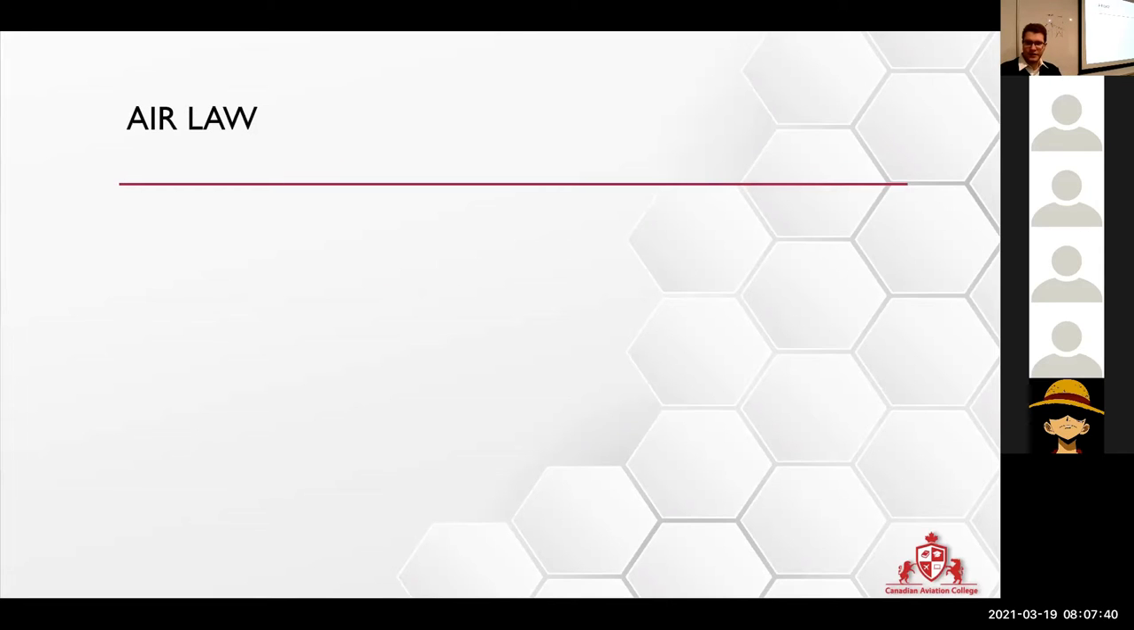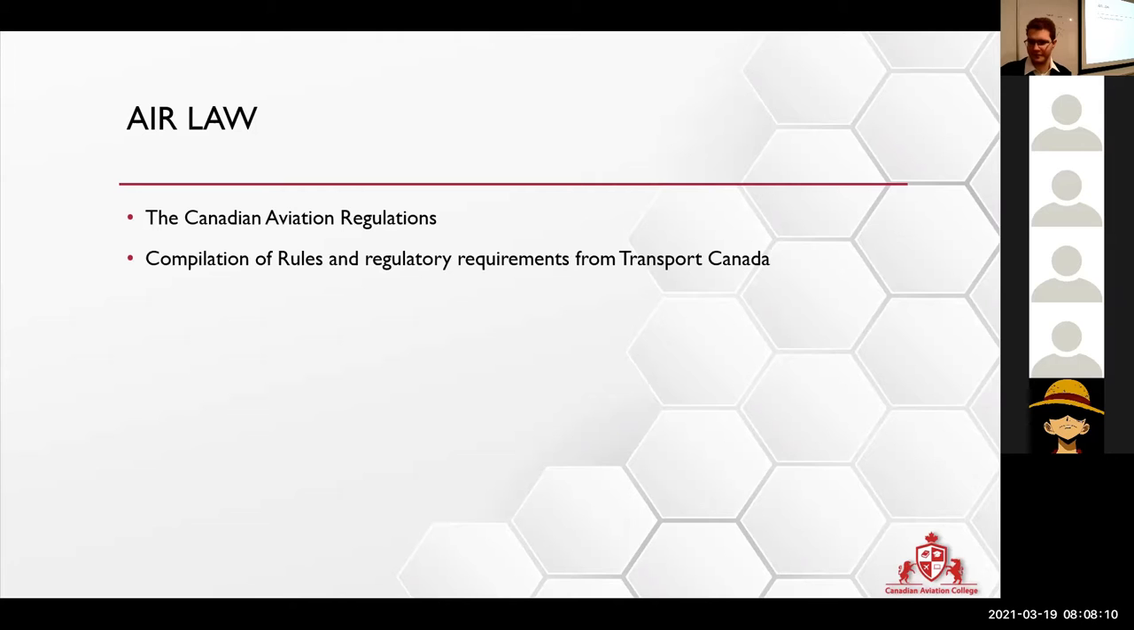Now, air law. So we'll start with that. In air law, we have the CARs, the Canadian Aviation Regulations. That's what CARs stands for in short. So when somebody says, hey, look up in the CARs, when can you fly at night? Then by CARs we mean look up the regulations.